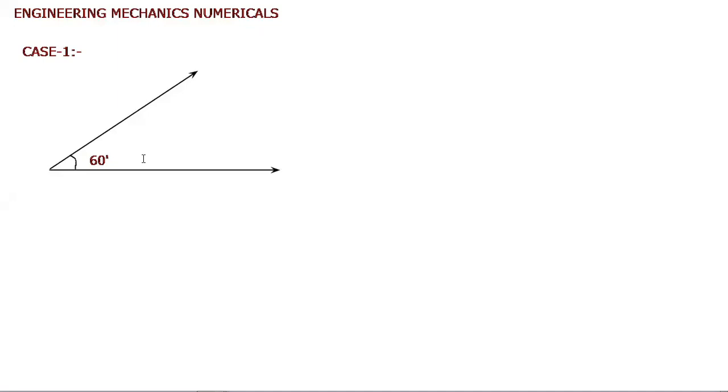Now in this numerical, one force is of 15 Newton and second force is of 20 Newton. Both forces make an angle of 60 degree with each other. Now here we need to find the resultant in magnitude as well as in direction. We have to find the R both in magnitude and direction.